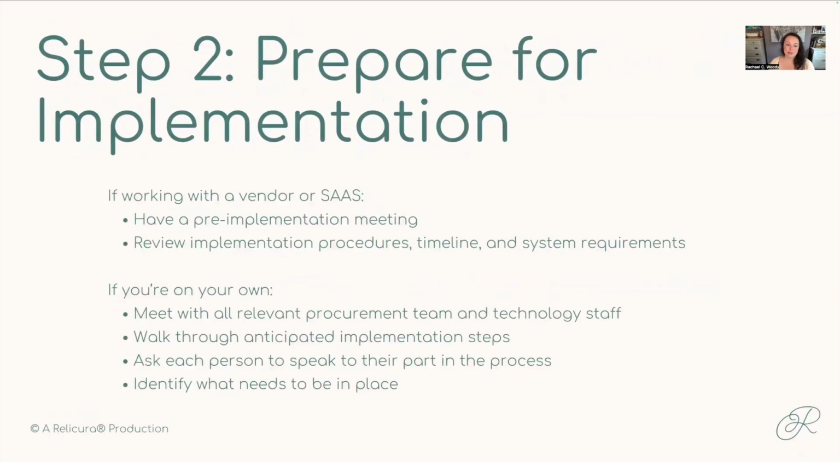Step 2, prepare for implementation. If you're working with a vendor, software as a service, having that pre-implementation meeting is going to be really critical, where everybody understands what is happening and why. Reviewing those implementation procedures, especially if you're getting a more proprietary product, there's going to be a set of procedures in terms of the activities and timeline, as well as system requirements. If you are on your own, think through with the relevant procurement team and technology staff the steps that need to happen in order to install and implement an open source product.